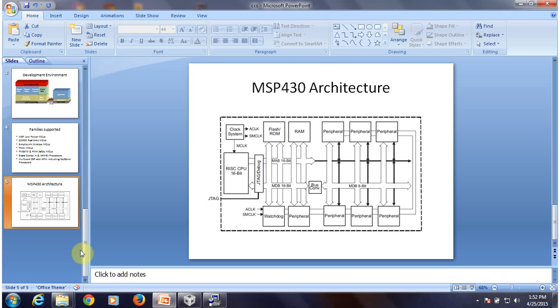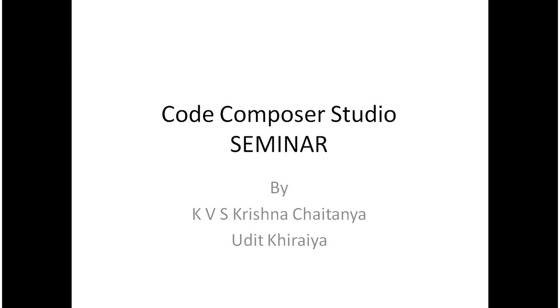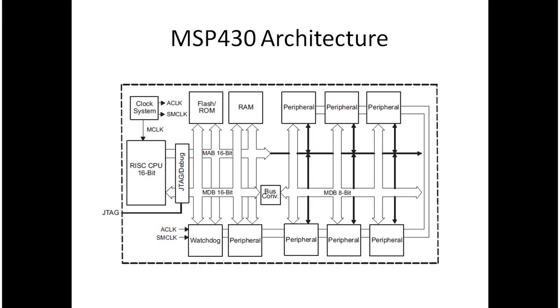Now this talks about the basic MSP430 architecture. It's very similar to the other microcontrollers we've used before. It has the basic peripherals: the RAM, the flash, and the asynchronous clock and the synchronous clock. It also has a 16-bit reduced instruction set CPU. And it has a watchdog, which I spoke about before. This prevents a program from getting stuck. And yes, that's about it.